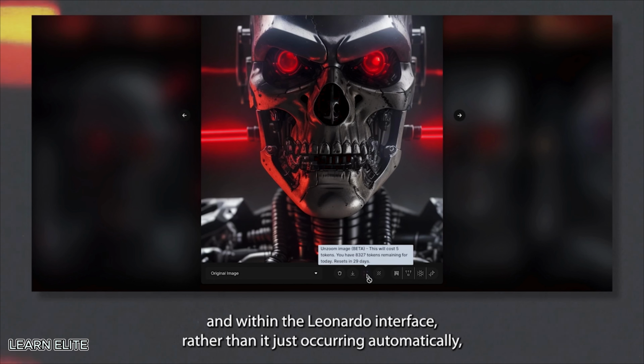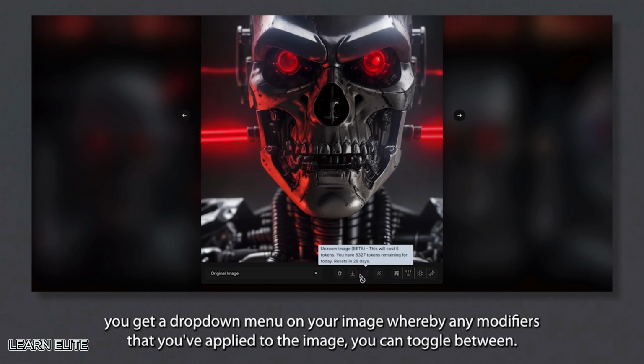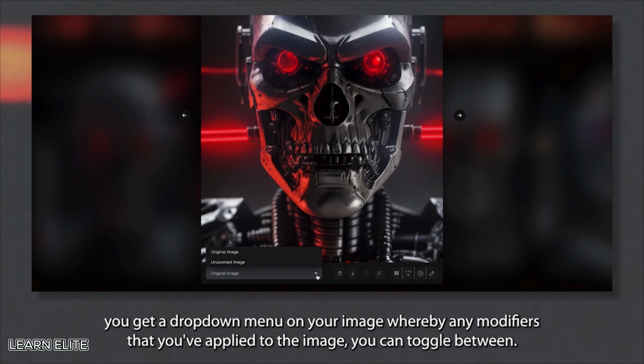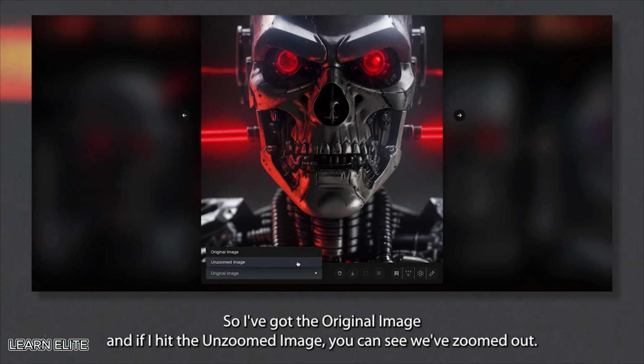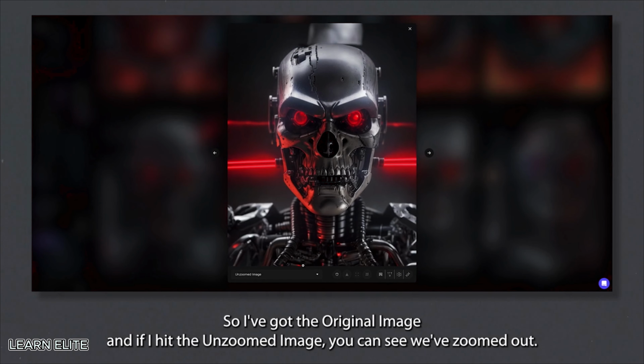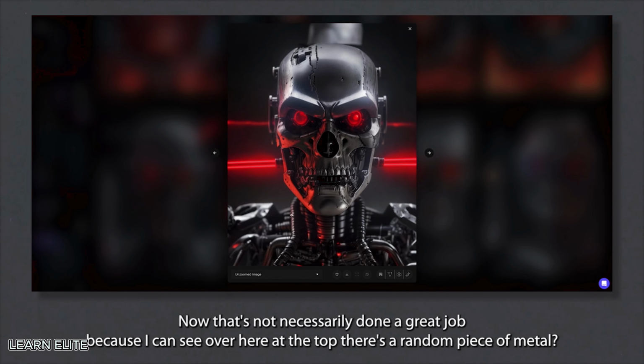I can unzoom, which if I click this, you'll see that basically it zooms out. And within the Leonardo interface, rather than it just occurring automatically, you get a drop down menu on your image whereby any modifiers that you've applied to your image, you can toggle between. So I've got the original image, and if I hit the unzoomed image, you can see we've zoomed out. Now that's not necessarily done a great job because I can see over here at the top there's a random piece of metal. Who knows?